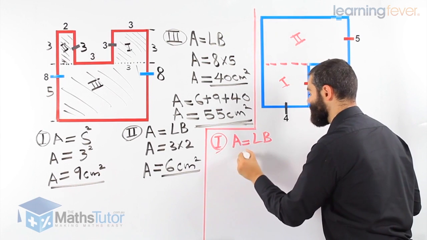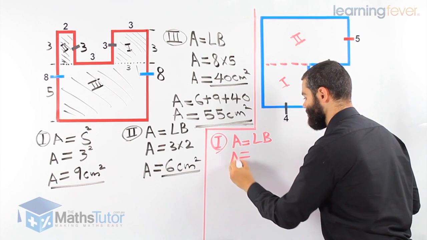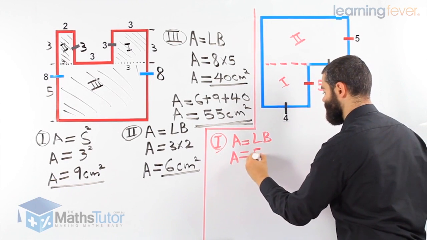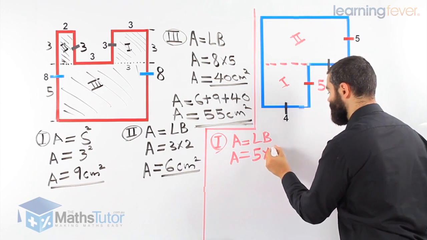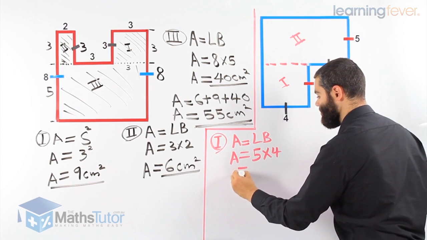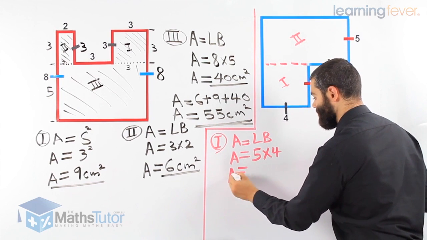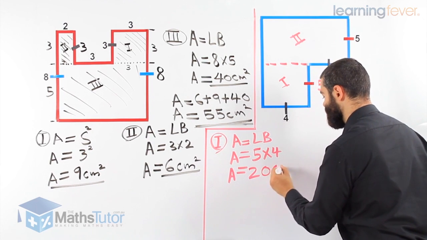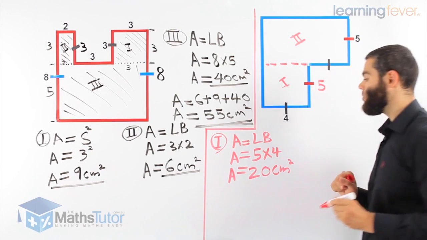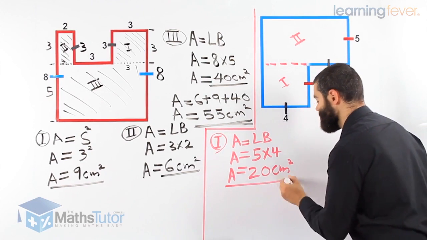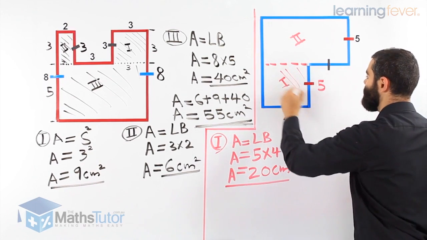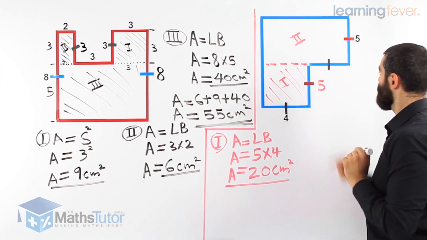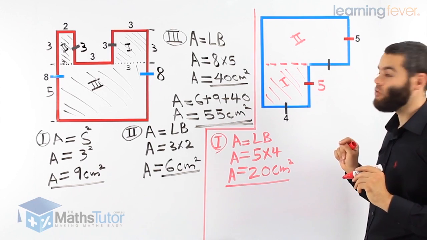Let's work out area 1. Length times breadth. We know the length is 5 times the breadth is 4. 5 times 4 is 20 square centimeters. That's the area for 1 here. That's finished. Next, we want to work out the area of area 2.